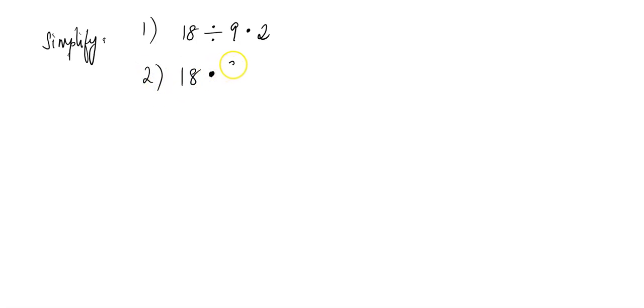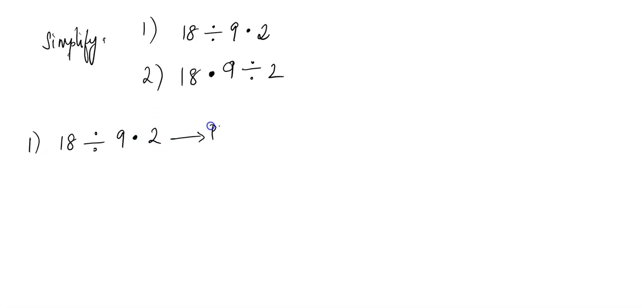How about, let's say, simplify 1, 18 division 9 times 2, and 2, 18 times 9 division 2. Okay, so I'll try to squeeze them both here side by side. The first one is 18 division 9 times 2.